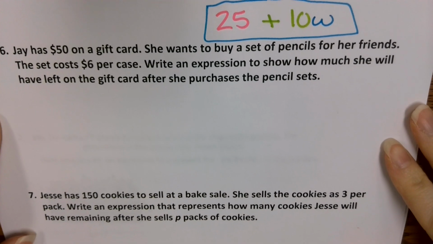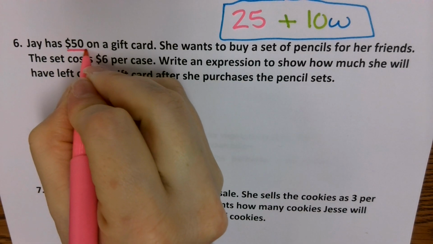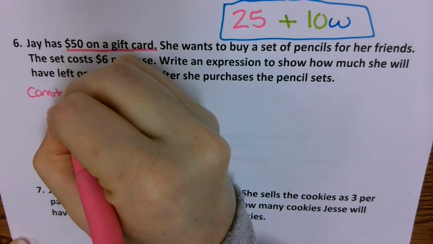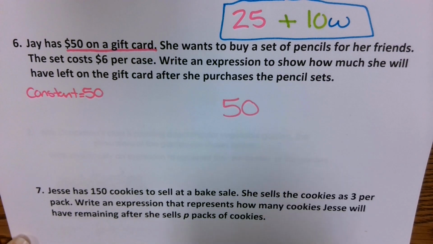All right, let's take a look at problem number 6. It says Jay has $50 on a gift card. She wants to buy a set of pencils for her friends. The set costs $6 per case. We're going to write an expression to show how much she will have left on the gift card after she purchases the pencil sets. Okay, so we have an amount that we're starting at, right? Remember we said our constant is a starting point. She started off with $50 on that gift card. So that's going to be our constant. So we're starting off with 50 on the gift card.